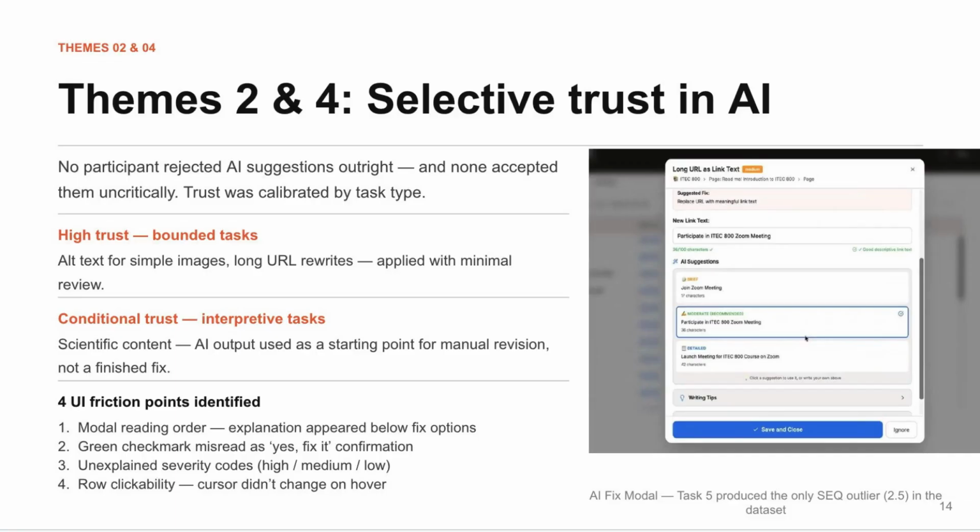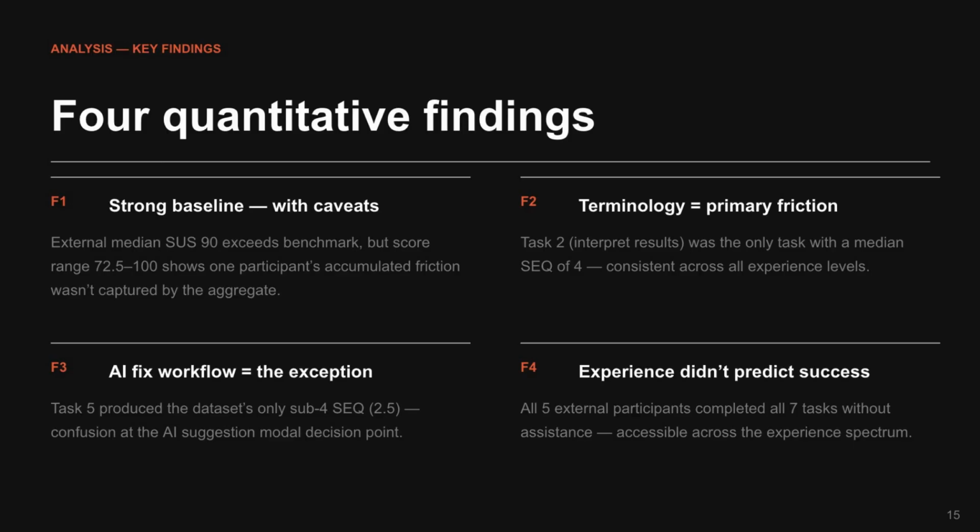None of these issues prevented task completion. Success rates stayed at 100%, but they added hesitation at moments that should feel automatic. So, to pull everything together, here are our 4 major quantitative findings, which provide more information to some of our qualitative themes. 1, there was a strong usability baseline.